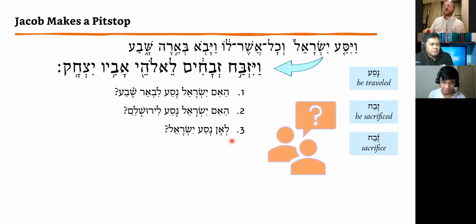Yisa Israel, Lebeersheba. Leave Er Sheva. So if we're using narrative past, it's like we're giving a string of things that he did. He did this, and he did this, and he did this. But we're not really telling a story. We're just answering a question. So we don't use a narrative past. We just use the regular perfect.